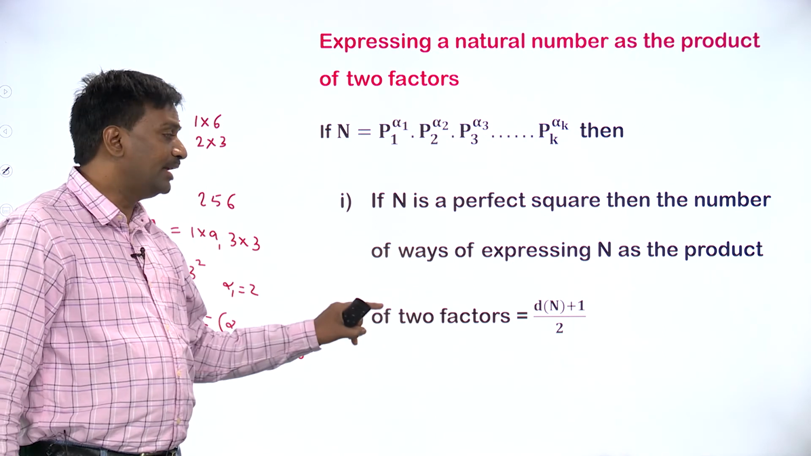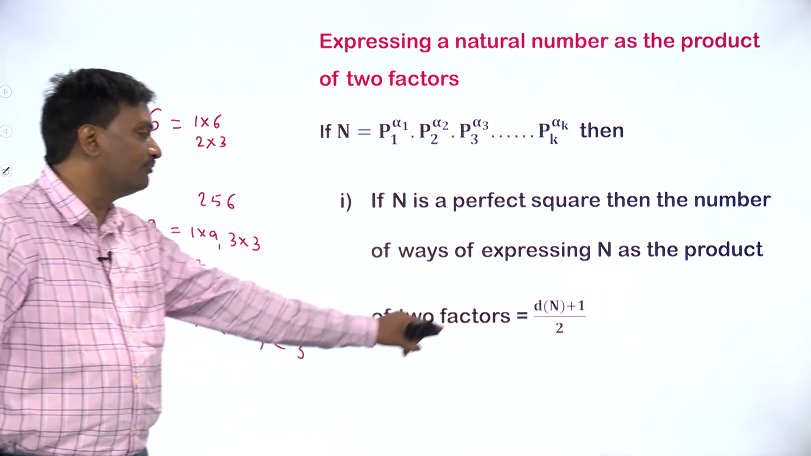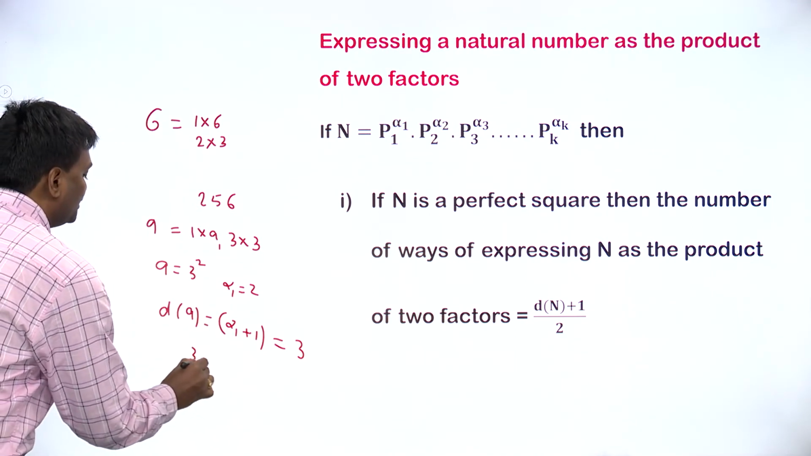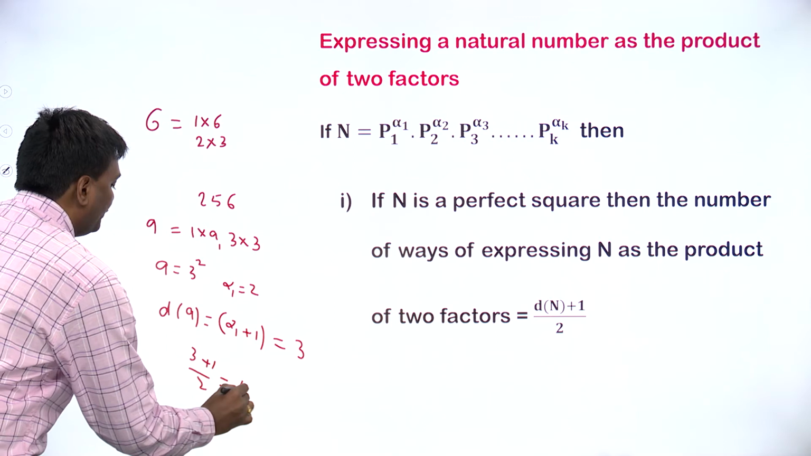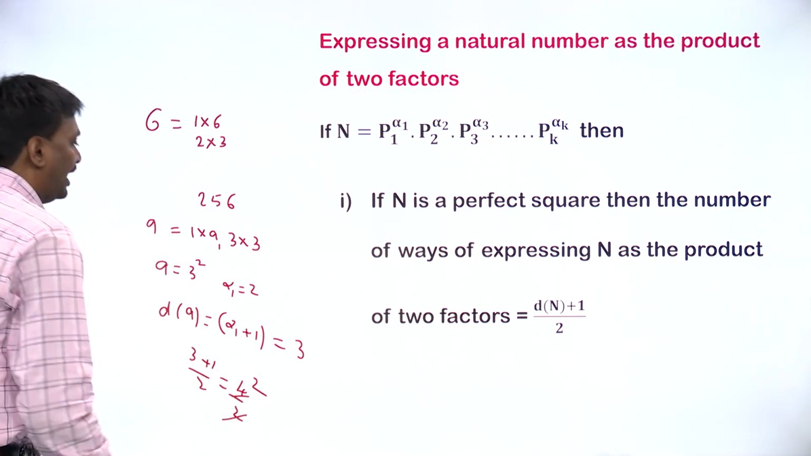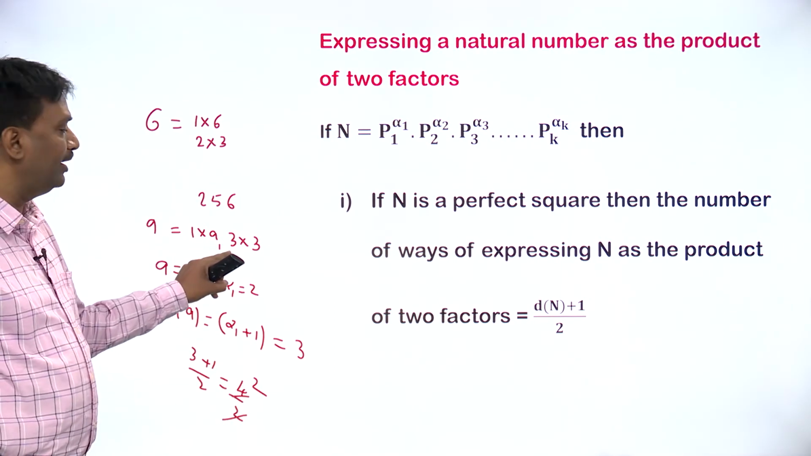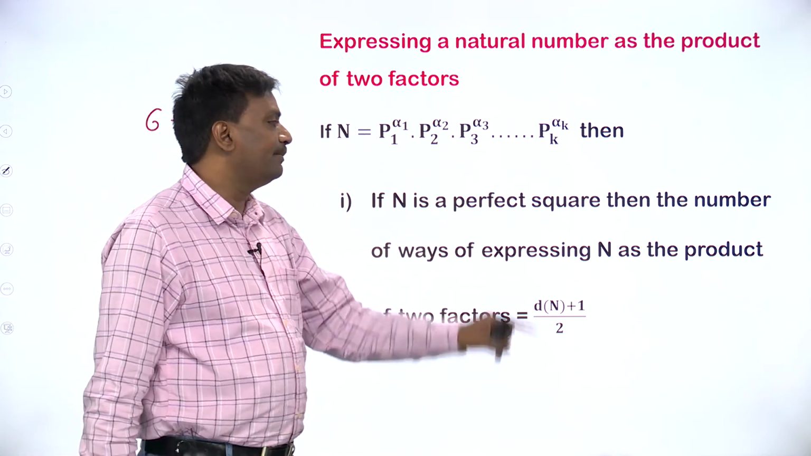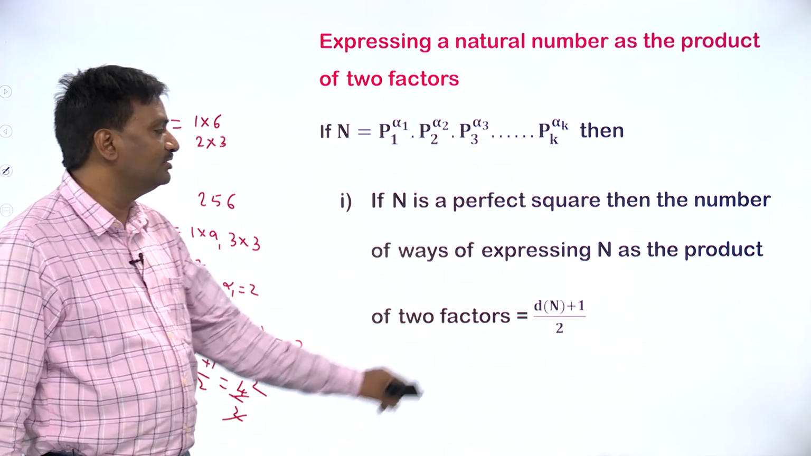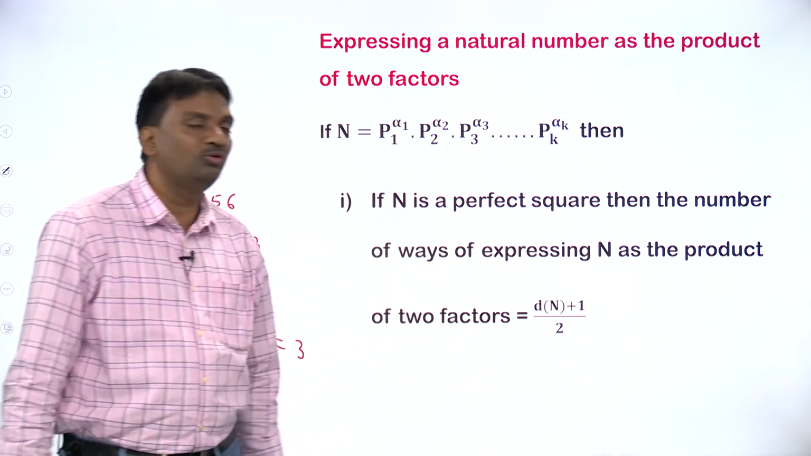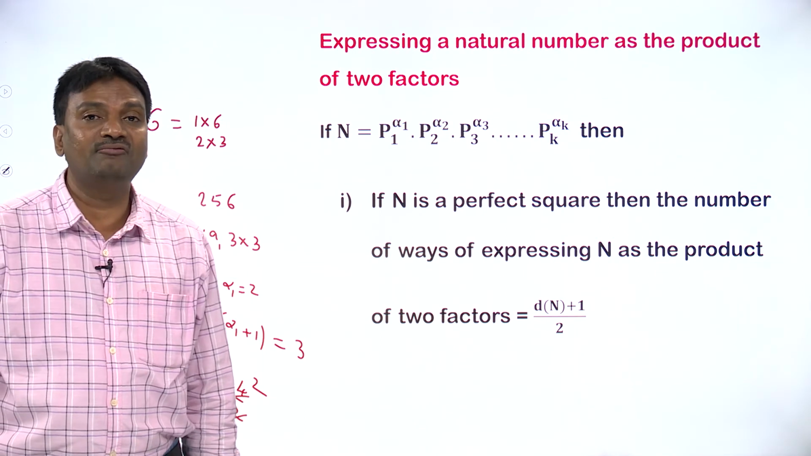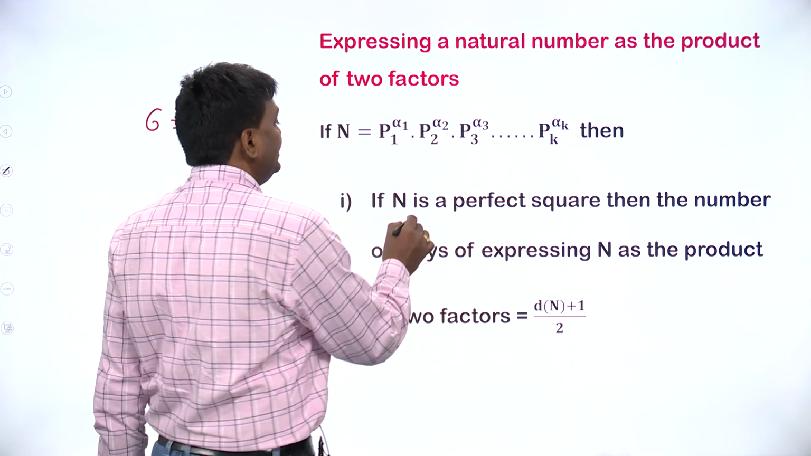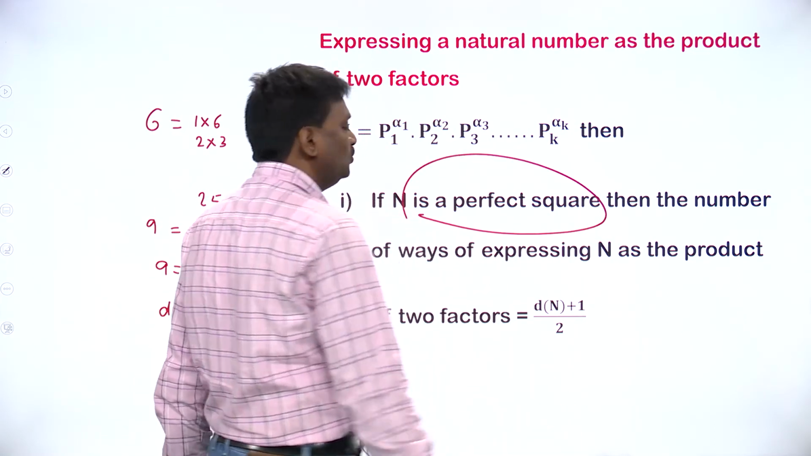Here we have to express 9 as the product of two factors. So, the formula is (d of n plus 1) by 2. So, (d of 9 plus 1) by 2, that is (3 plus 1) by 2, 4 by 2, which is 2. So, 1 into 9 is one way, 3 into 3 is another way. So, if n is a perfect square, then the number of ways of expressing n as the product of two factors is (d of n plus 1) by 2. Here 9 is a perfect square. Only when n is a perfect square can we use this formula.